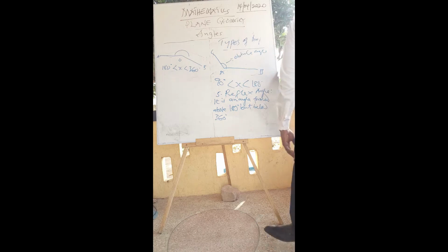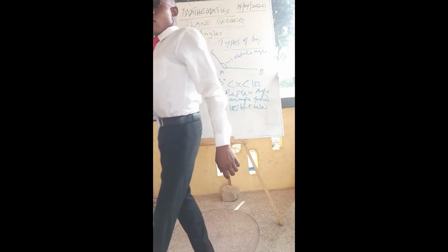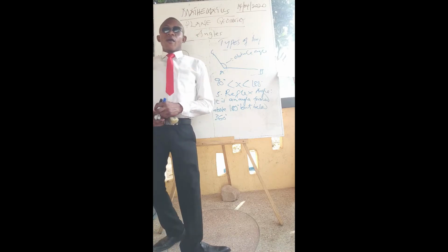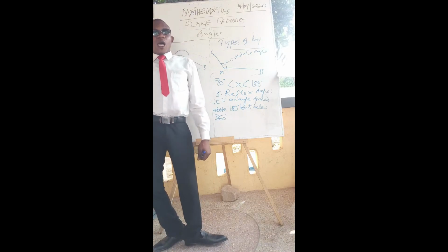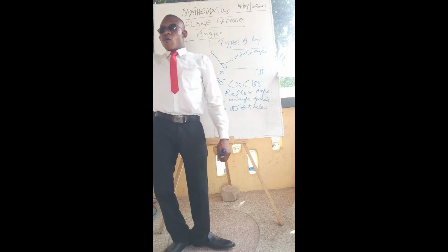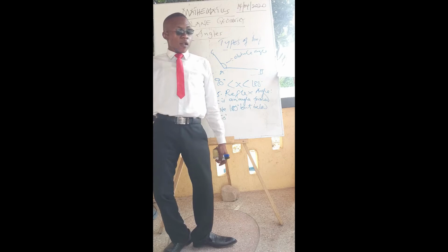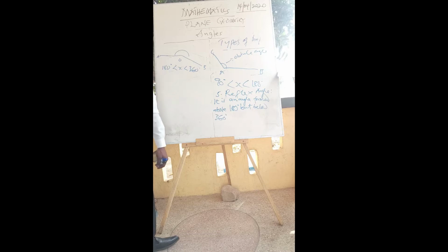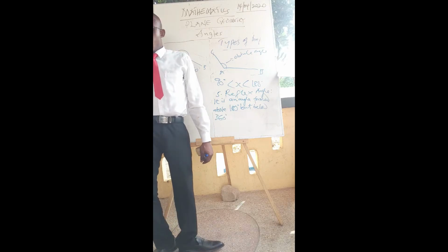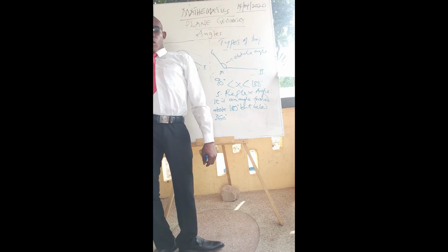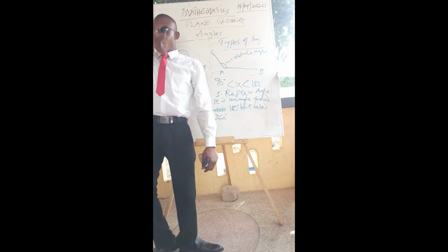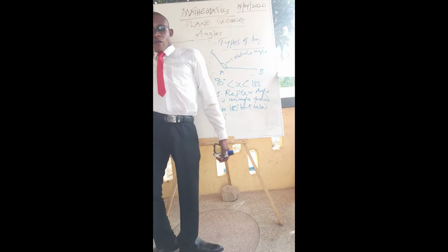So this is the reflex angle. Now let's look at a situation whereby I decided, instead of this one after the reflex angle, to turn my hand from this position round back to its initial position, meaning I have rotated my hand fully. I have rotated it fully.